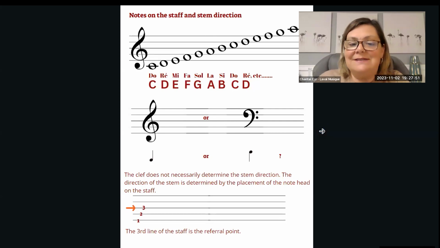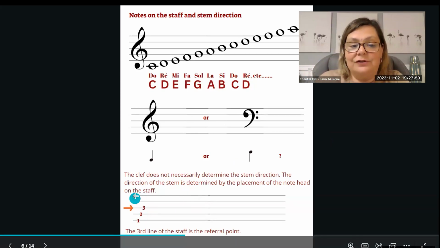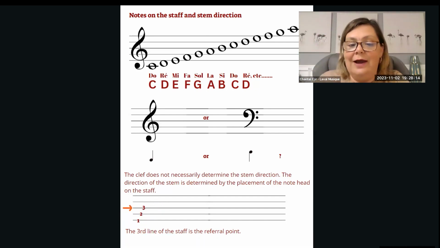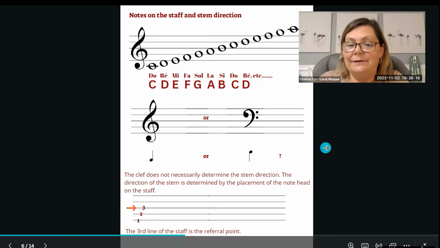The direction of the stem is determined by the placement of the note head on the staff. So if we've got our staff here, we review, the staff always has 5 lines. The third line of the staff is the important line that we need to look at when we're figuring out the direction of the stem. So the third line of the staff is the referral point.